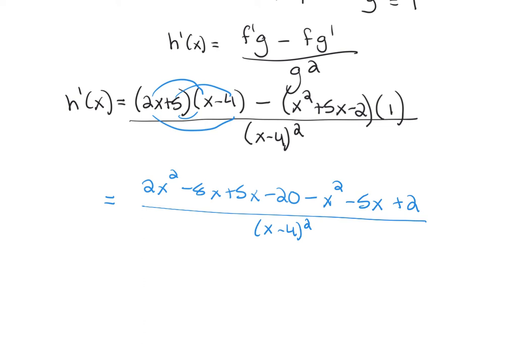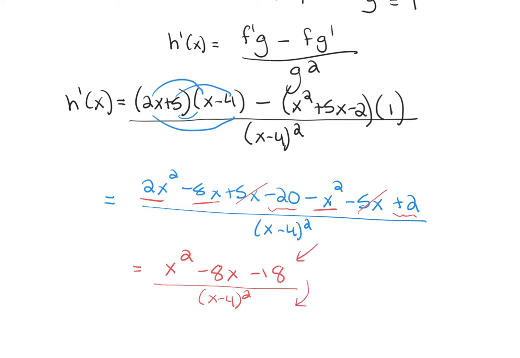So 2x squared, take away an x squared, is just x squared. This 5x minus 5x will cancel, but I still have minus 8x. And then negative 20 plus 2 is negative 18, over x minus 4 squared. So in theory, you'd always look to see if you can factor this in case it can simplify, but in this case it does not, so we can leave it just like that.